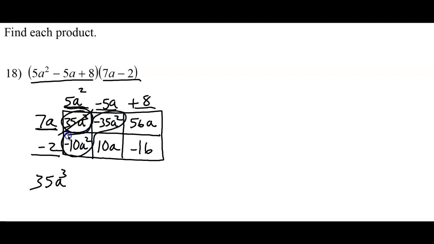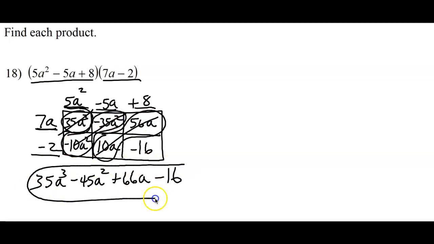These two are like terms, so I'm going to combine those. Negative 10a squared and negative 35a squared is negative 45a squared. These two are like terms, so that's going to be 66a. And then we're left with the last number there, which is 16.